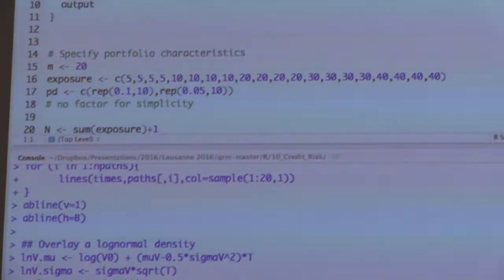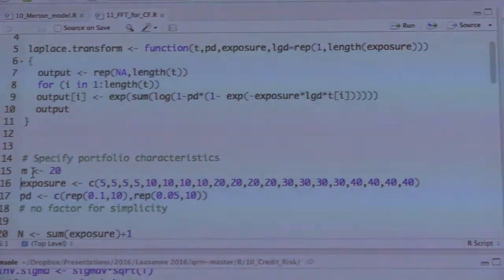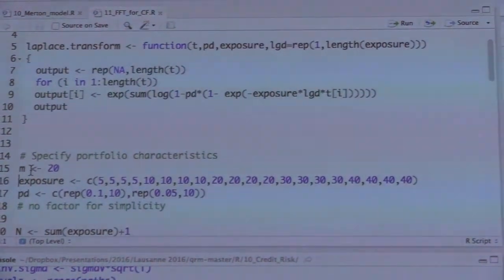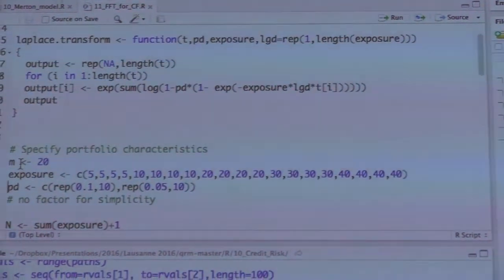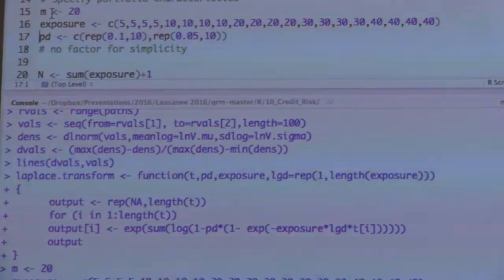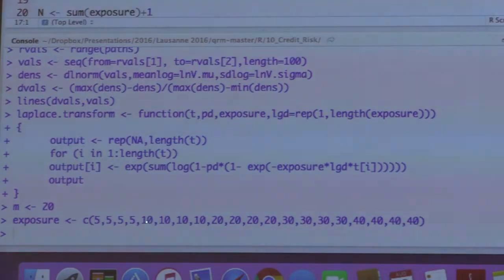So this function is going to compute the Laplace transform of a credit model, and here's the data that goes into the model. I have 20 firms, and here are my exposures. I lend the first firm 500,000 Swiss francs, and the second, third, and fourth, and I lend the fifth, sixth, seventh, and eighth firms 10,000 Swiss francs, then 20, then 30, then 40. So I have different exposures.